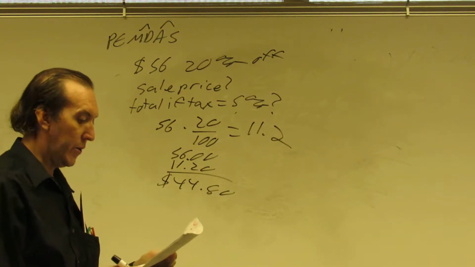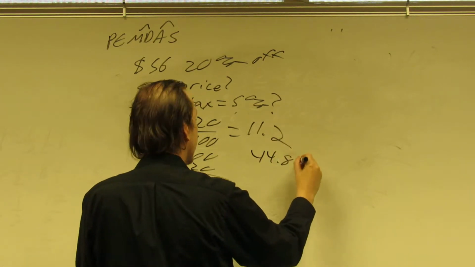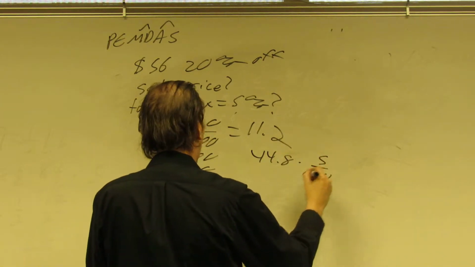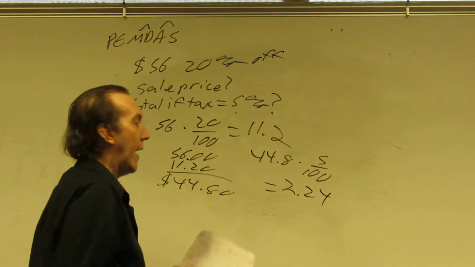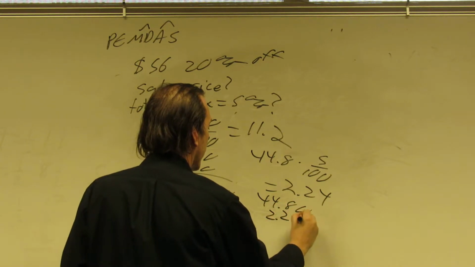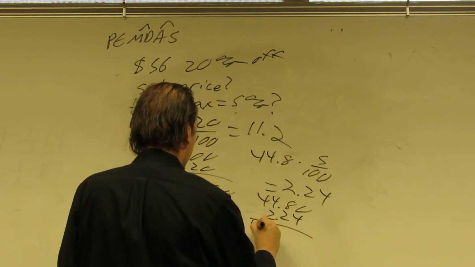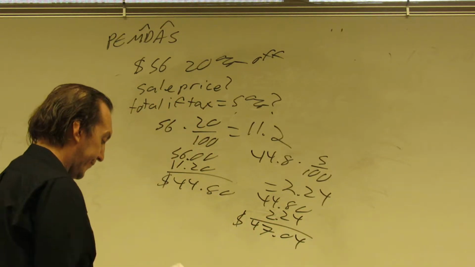Now we have to do 5%. So 44.8 times 5 over 100. That's going to equal 2.24. So we add that. 44.80 plus 2.24. 47.04 will be the total price.